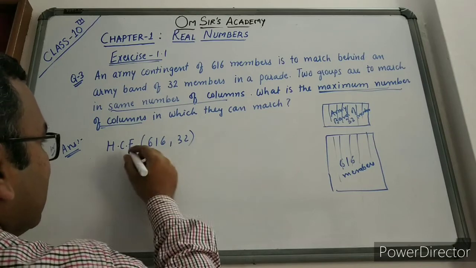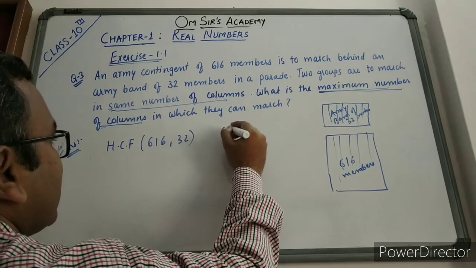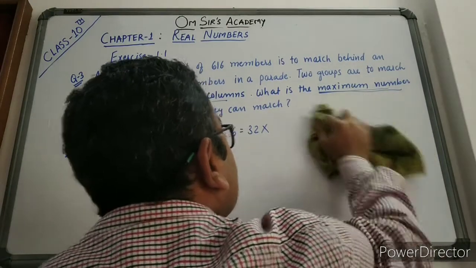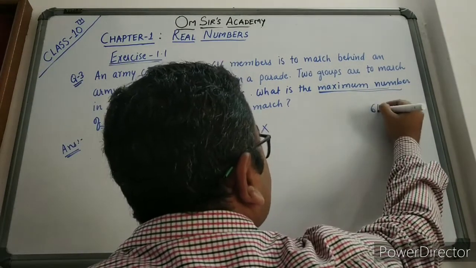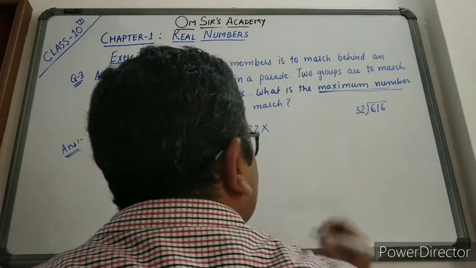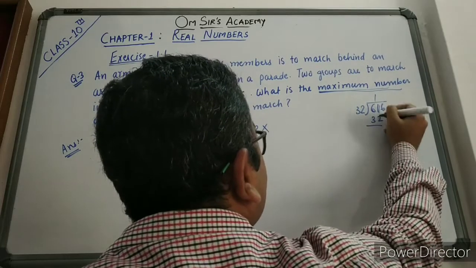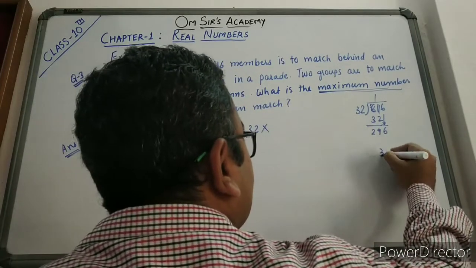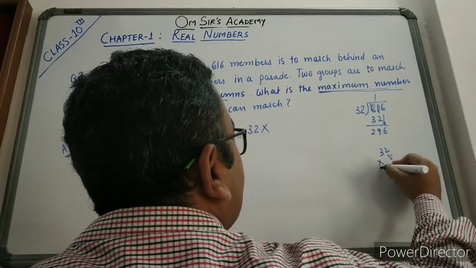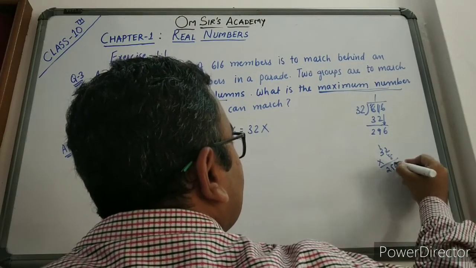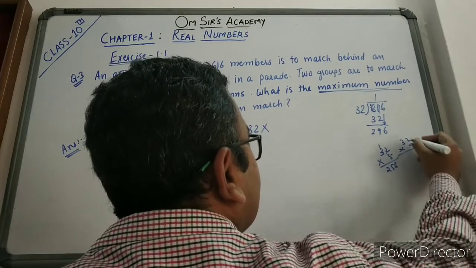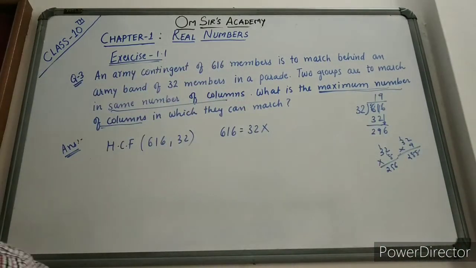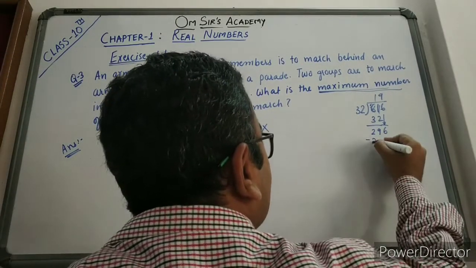Which is the greater number? Over here 616 is greater, so 616 equals 32 into something. So we divide 616 by 32. 32 2s are 64, so 32 1s are 32. 11 minus 2 will be 9, and 5 minus 3 will be 2, and 6 carried down. 32 into 9 is nearer, so 32 into 9 will be 288. Subtract 288 from this.